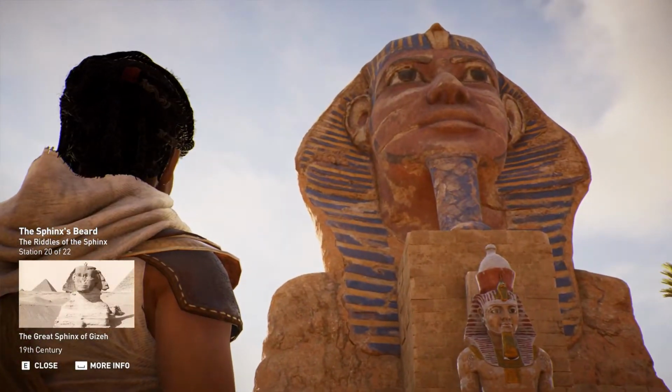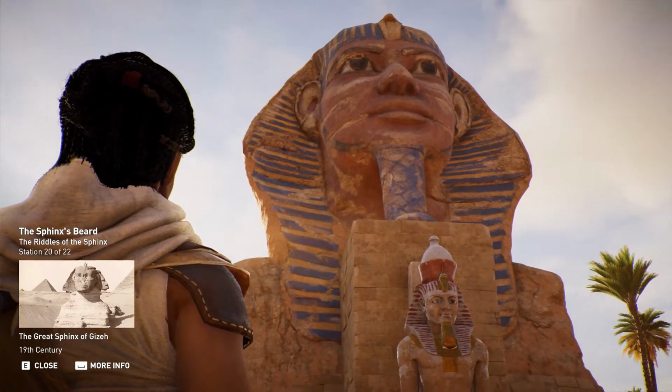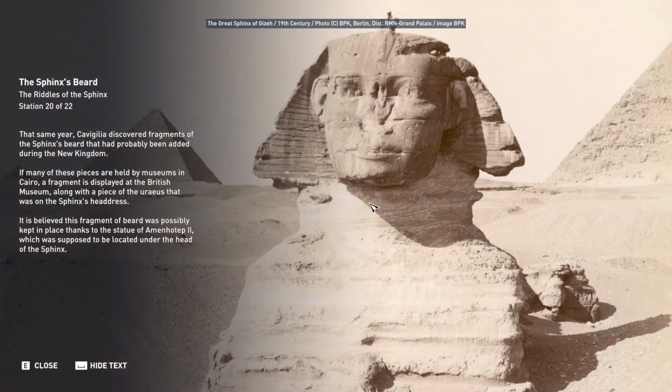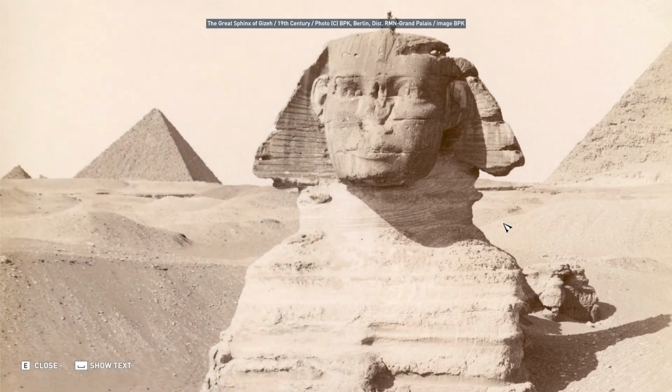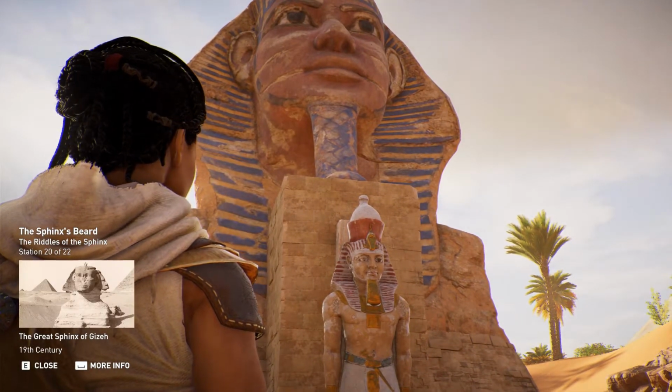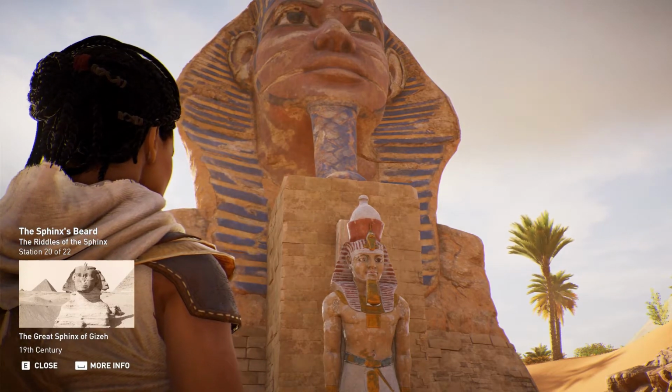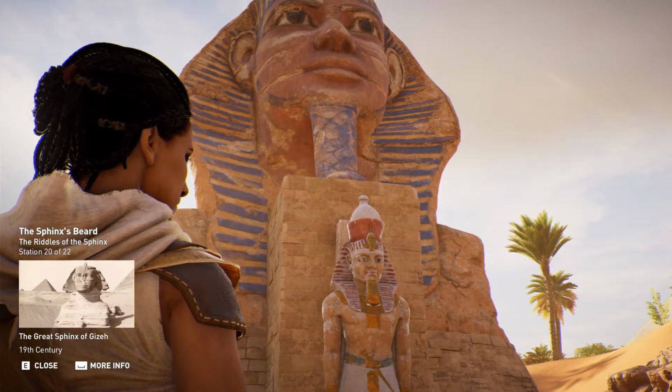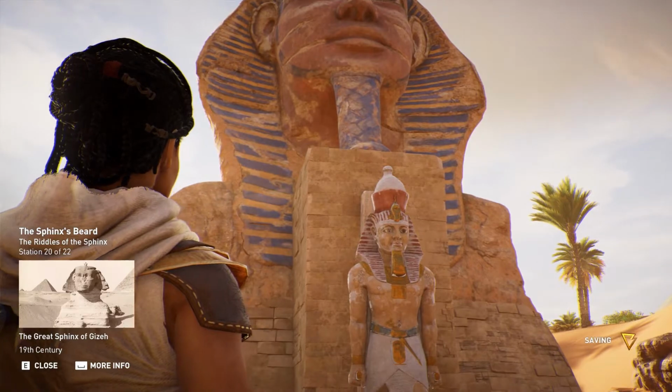That same year, Caviglia discovered fragments of the Sphinx's beard that had probably been added during the New Kingdom. Many of these pieces are held by museums in Cairo, and a fragment is displayed at the British Museum, along with a piece of the uraeus that was on the Sphinx's headdress. It is believed this fragment of beard was possibly kept in place thanks to the statue of Amenhotep II, which was supposed to be located under the head of the Sphinx.